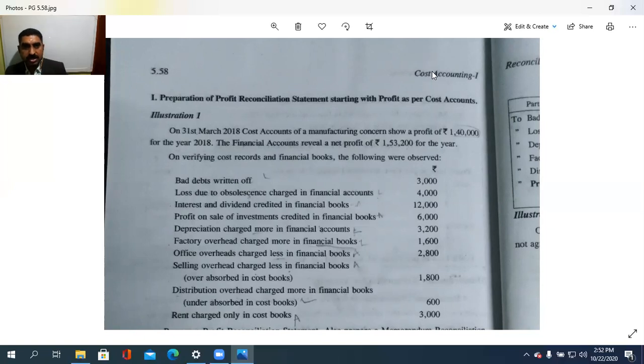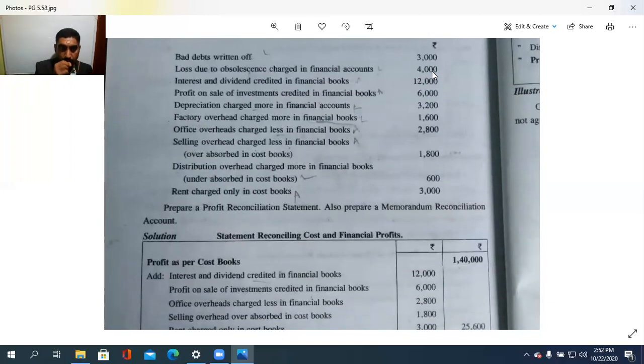On verifying the cost records and financial books, the following were observed: bad debts written off, loss due to obsolescence charged in financial accounts, interest and dividend credited in financial books, profit on sale of the investment credited in financial books, then depreciation charged more in financial accounts, then factory overhead charged more in financial books, office overhead charged less in financial books, selling overhead charged less in financial books, that is over absorbed in cost books, then distribution overhead charged more in financial books, that is under absorbed in cost books, and rent charged only in cost book. Prepare a profit reconciliation statement and also prepare a memorandum reconciliation statement.